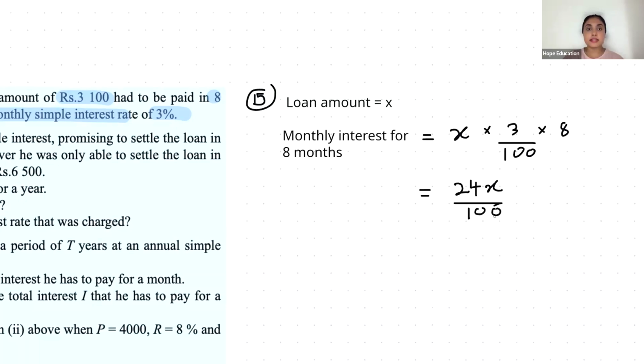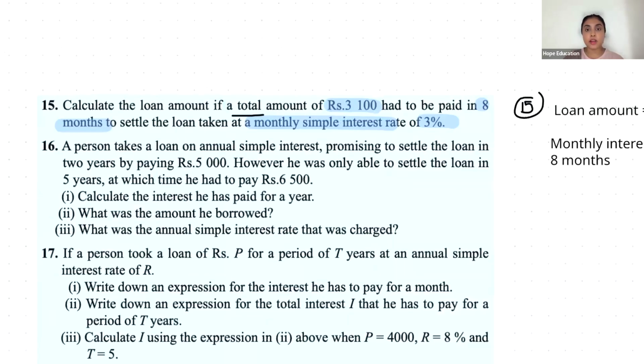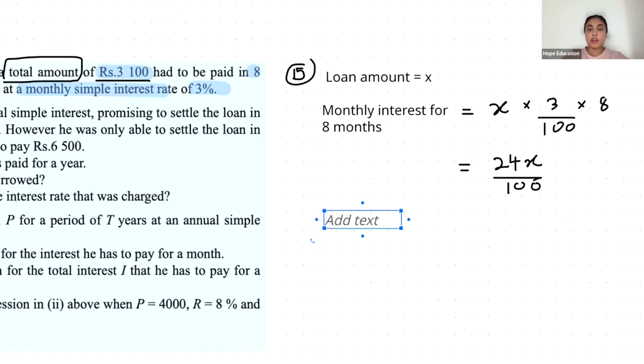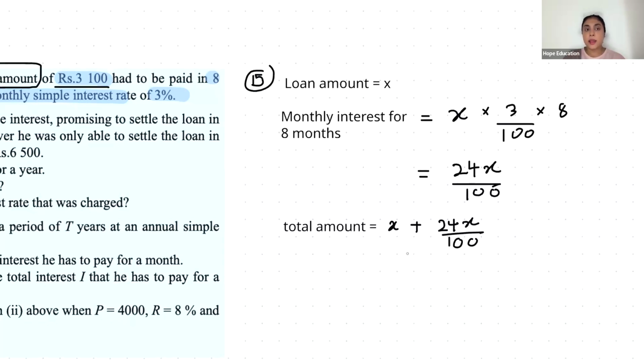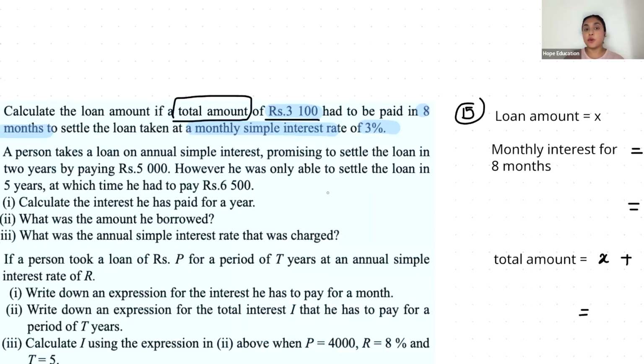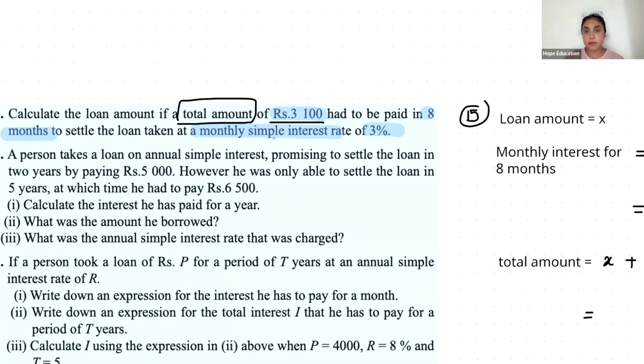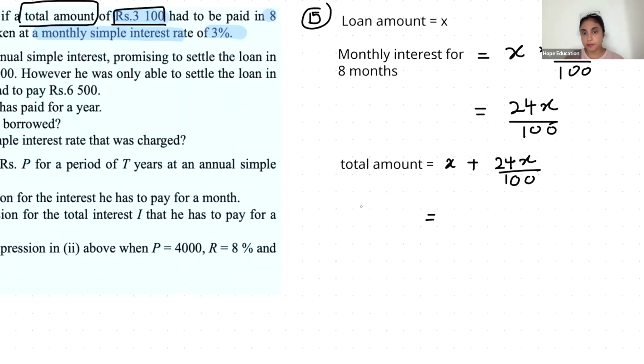Then they're saying that a total amount of 3,100. Whenever we are paying a loan, total amount means you have to pay the loan also, right? Loan amount you pay, and in addition to that, the interest you pay. So that means loan amount plus we add the total interest, which is 24x over 100. This is the total amount, right? They have given the numerical value, 3,100. That means this is equal to 3,100.